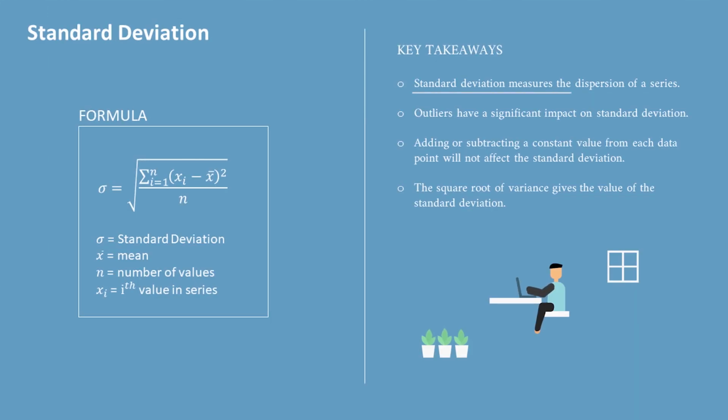Standard deviation measures the dispersion of a series. Outliers have a significant impact on standard deviation. Adding or subtracting a constant value from each data point will not affect the standard deviation. The square root of variance gives the value of the standard deviation.